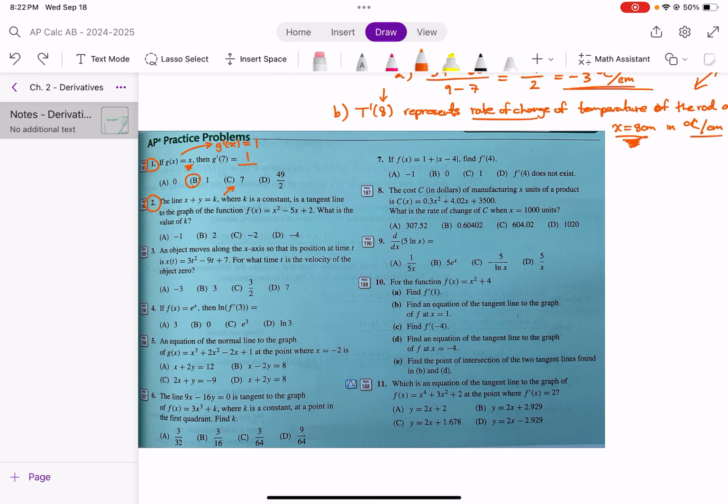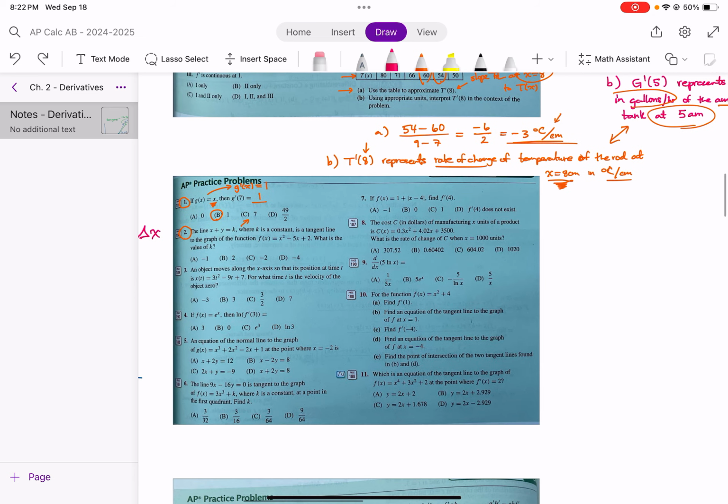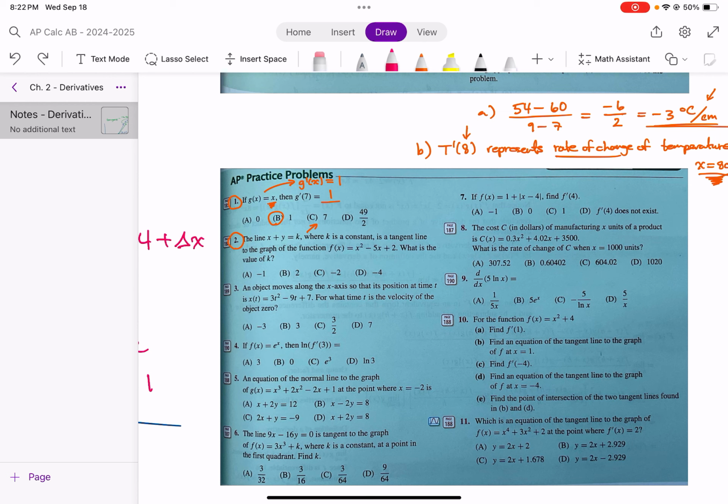Okay. Number 2, this one might take a little bit more work. So the line x plus y equals k, they don't give us this number, it's a constant, is a tangent line to the graph of the function x squared minus 5x plus 2. What is the value of k? Okay, so here we have the tangent line, but we're missing some information about it. And I have the function, and I need to somehow solve for this k value. That's kind of weird. Okay, well, let's start with what we know.